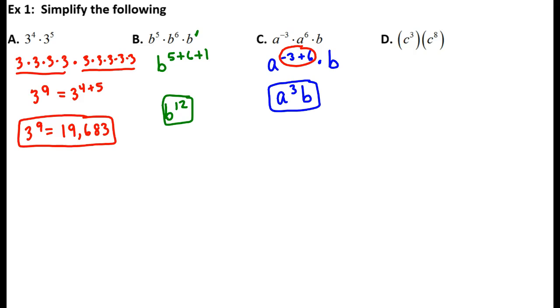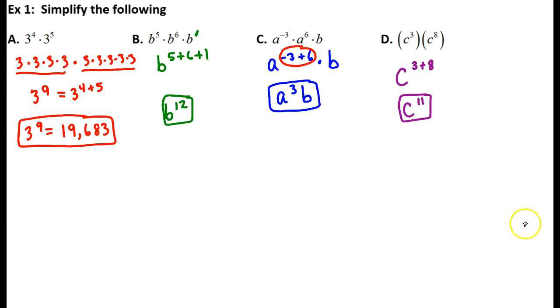Lastly, in D, even though I have parentheses, the same rule applies. I am multiplying with the same base. So I'm going to add the two exponents. So this is c raised to the 3rd plus 8. 3 plus 8 is 11. So my final answer is c to the 11th power.